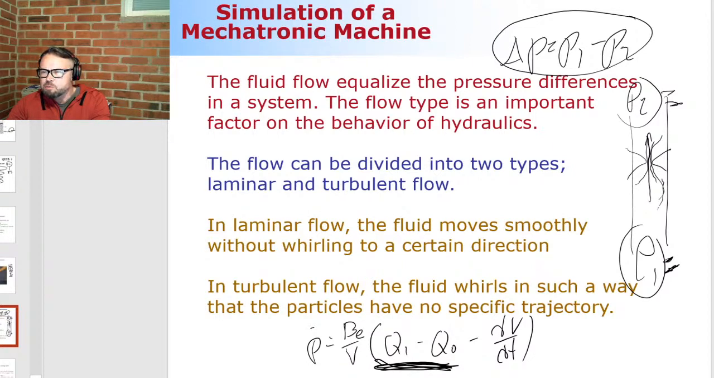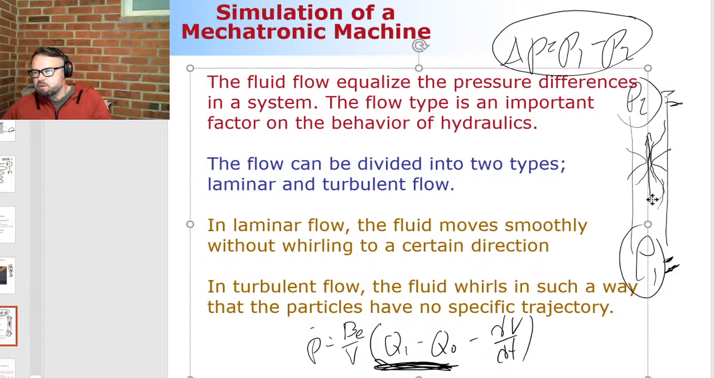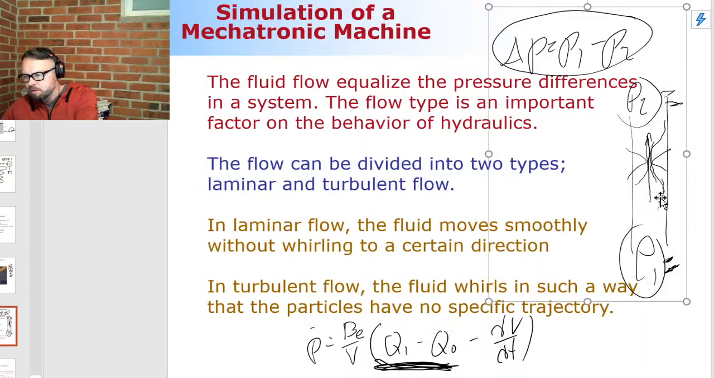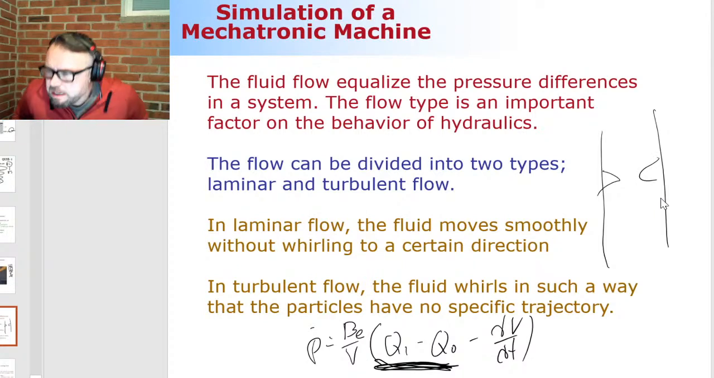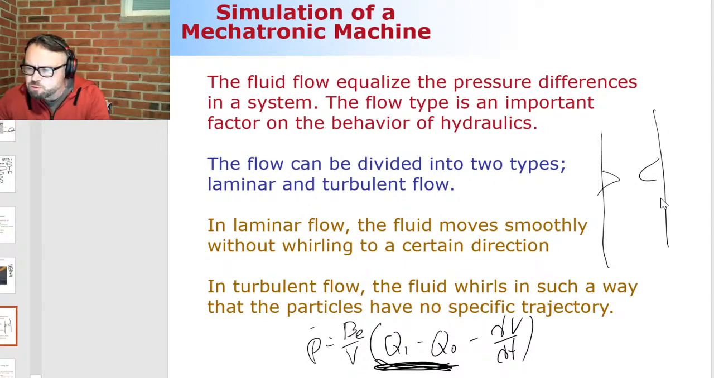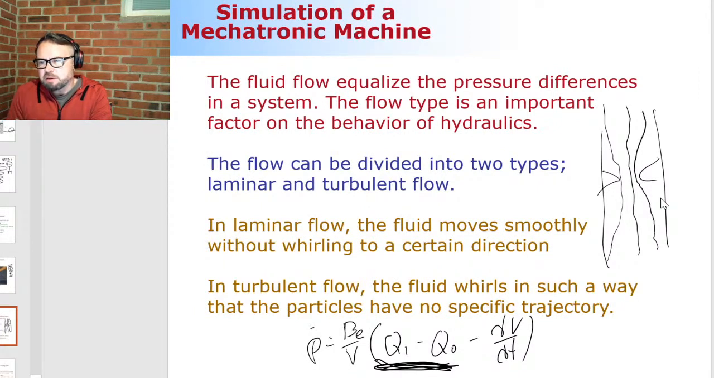So they are going smoothly. Maybe I should make a better, bigger drawing. Let me remove this. Okay, so here's my throttle. And now in the case of laminar flow, the particles will travel with good agreement, so they're moving like this. There is no whirling. They are going more or less a straight path, straight curves like this. And that's the case when we're speaking about laminar flow.